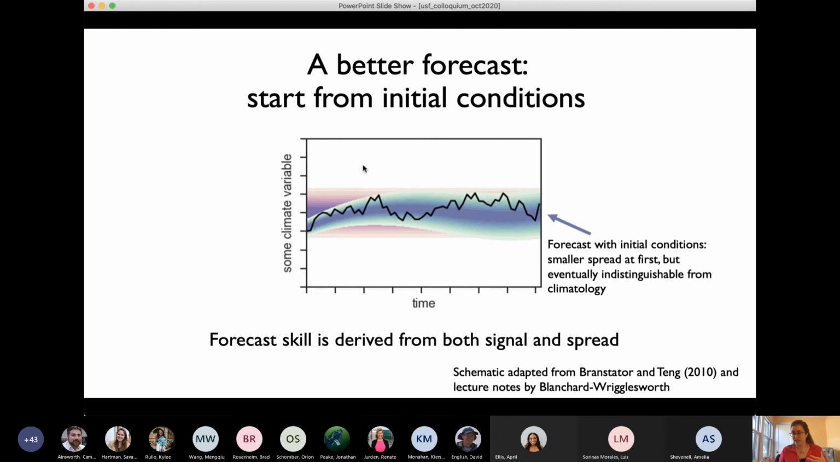So that's kind of the idea behind a weather forecast. If we know what today's weather is, we start here, and we spread it out as we go forward in time. And so using climatology isn't as good of a forecast as using initial value predictability.